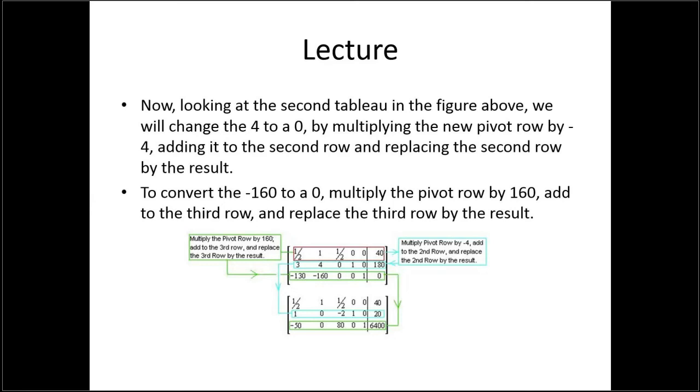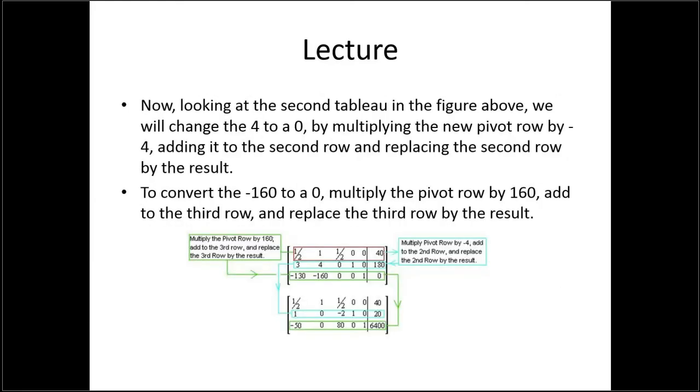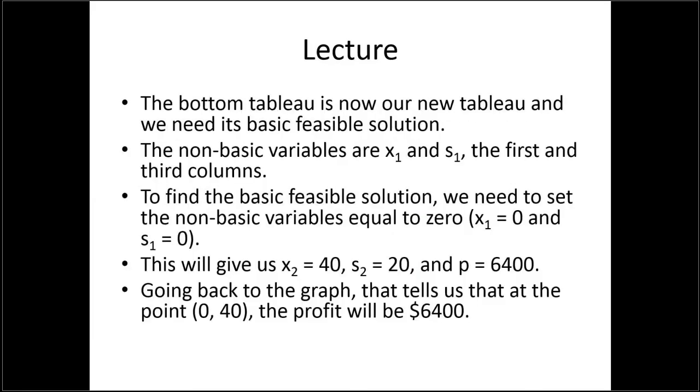Okay, and what we're trying to do basically is get zeros in the pivot column. Other than the pivot itself, we're trying to turn everything else into a 0, which you guys know how to do from last week using matrix manipulation. Now the bottom tableau, which we see here, is our new tableau, and we need its basic feasible solution.